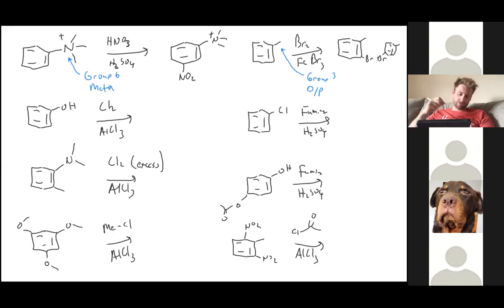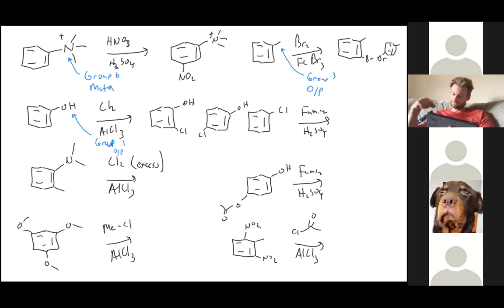Same thing with the next one. OH is a group 1, which is also ortho para. Cl is pretty small. We're going to end up with 2 different products for this one. We're either going to add to our ortho or our para position.